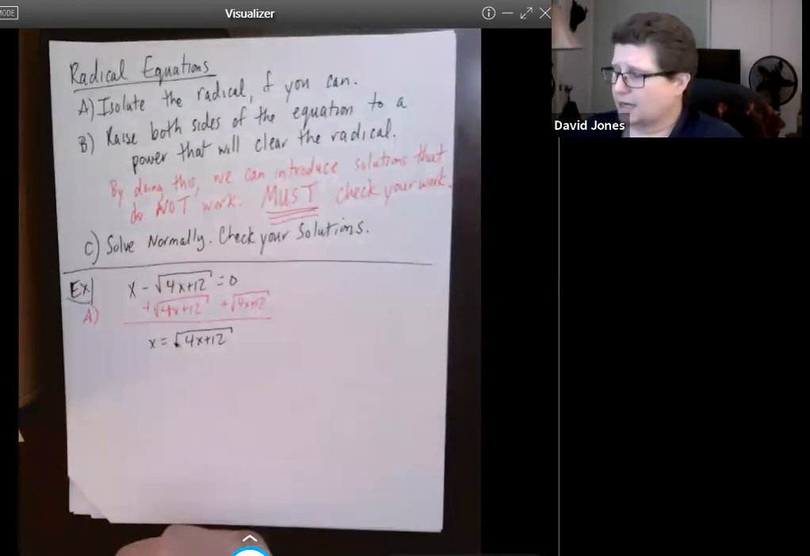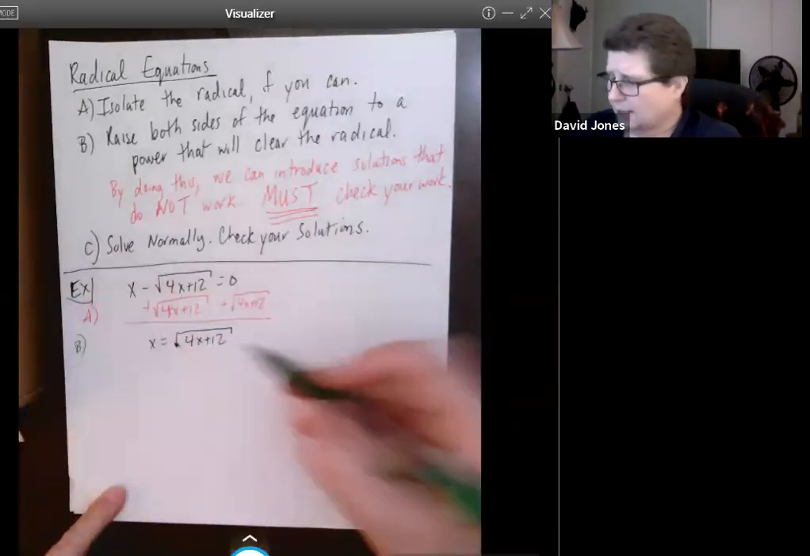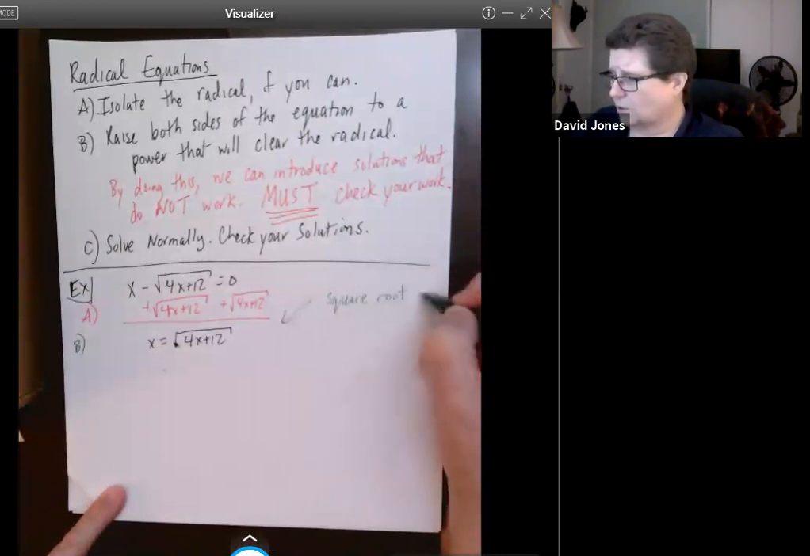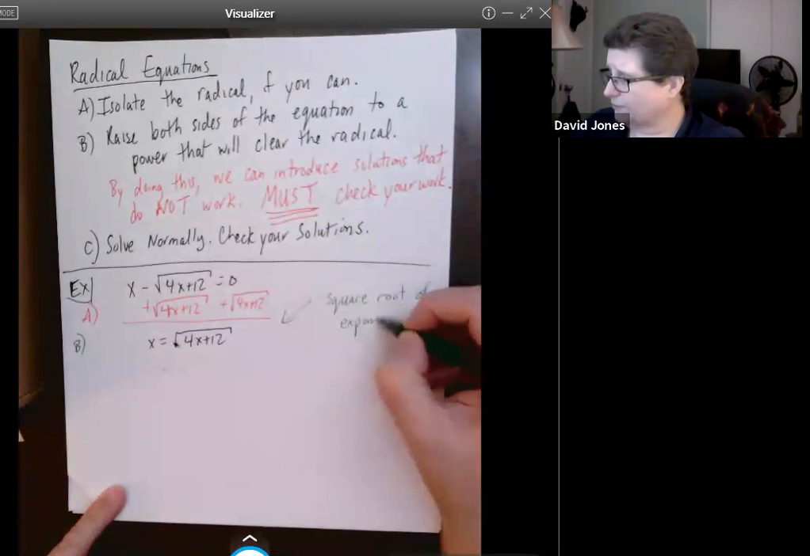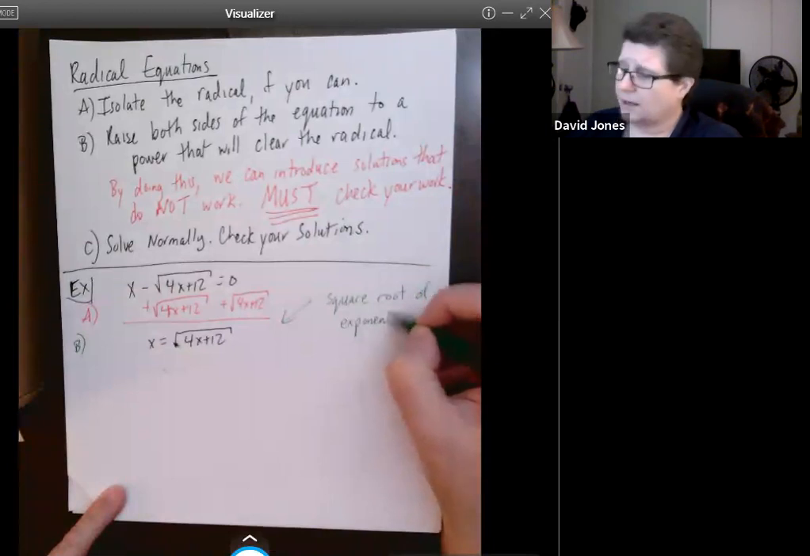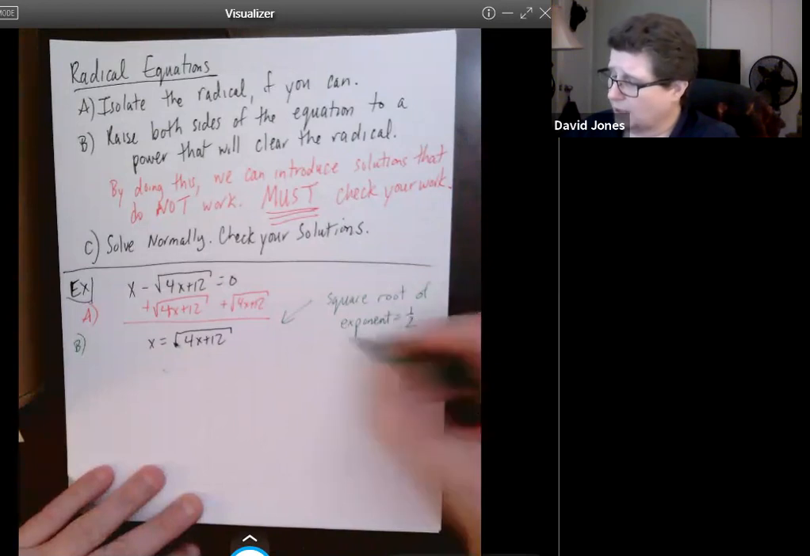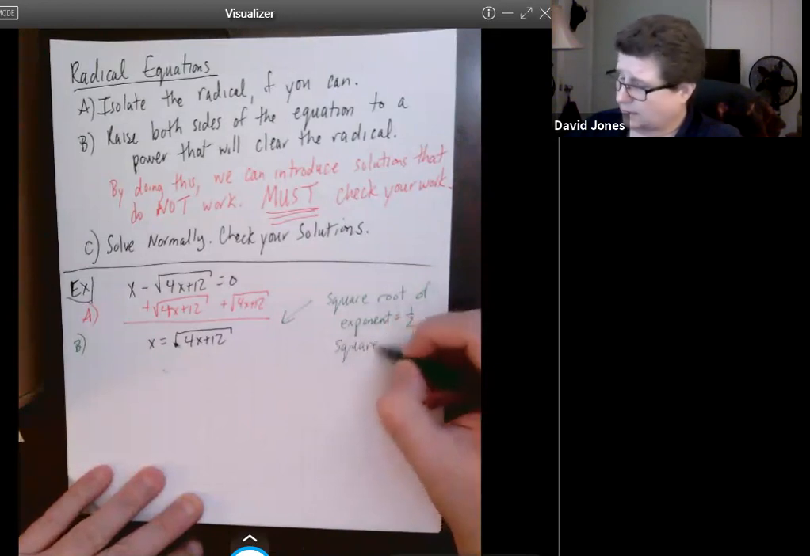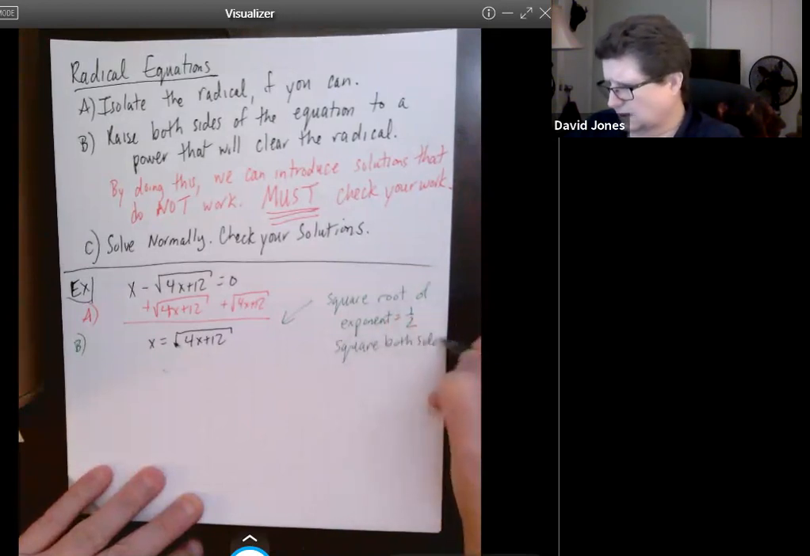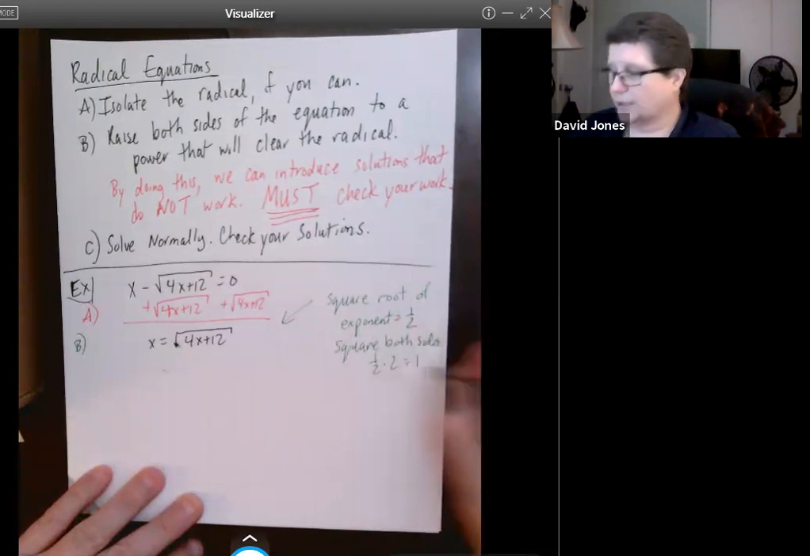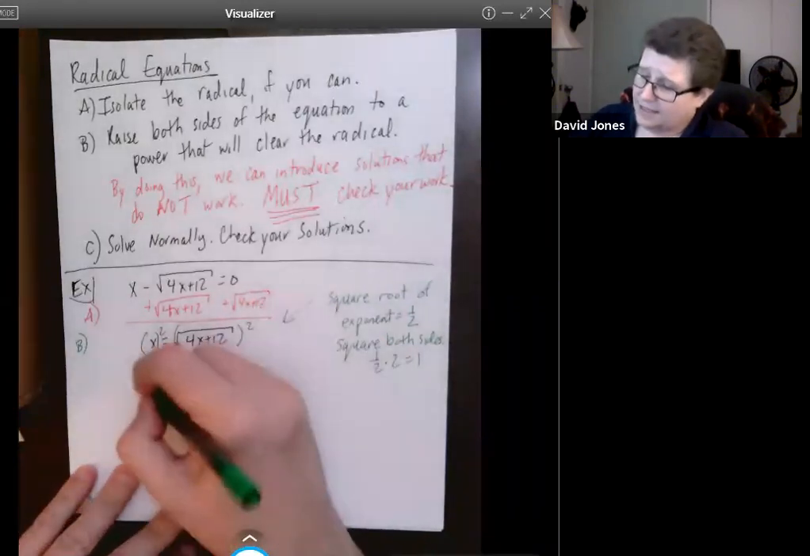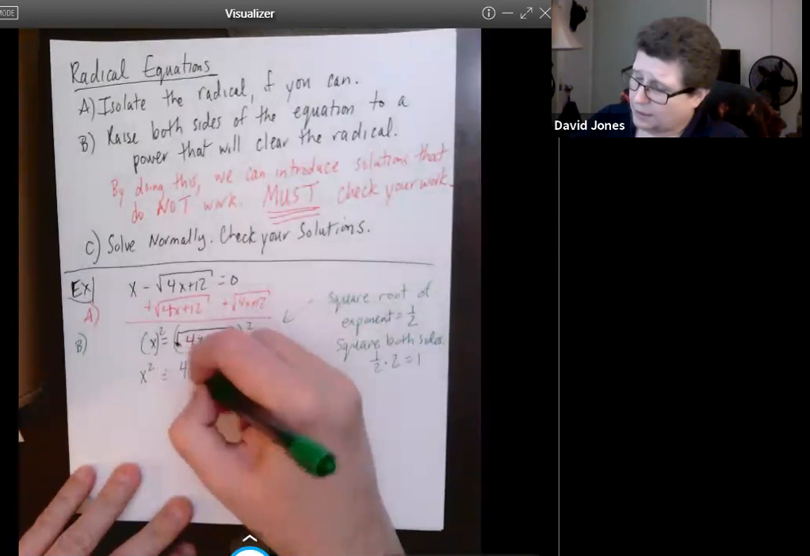Part B is raise both sides of the equation to a power that will clear the radical. The radical is a square root, or exponent equals 1/2. And to turn 1/2 into 1, we have to square both sides. 1/2 times 2 equals 1. So I square both sides. The left side is x squared. The right side is 4x plus 12.